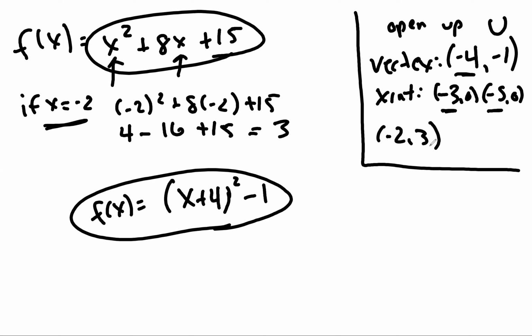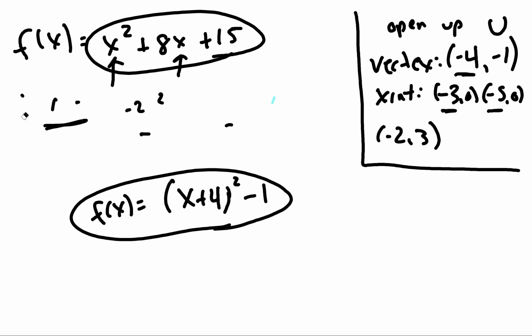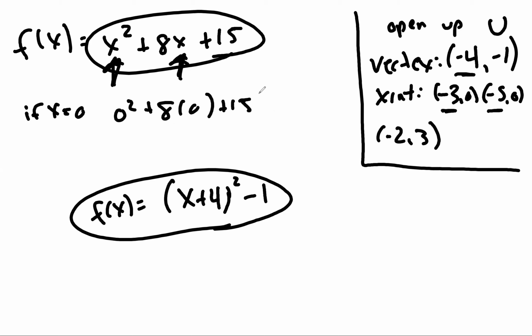Okay. Now here comes a trick that is going to help you. We know we are allowed to pick any value that we want, really, technically. And so what if I let x equal 0? And I put those in right here. 0 squared is just 0, 8 times 0 is just 0. It leaves me with just a 15. What that means is I have the point 0, 15.